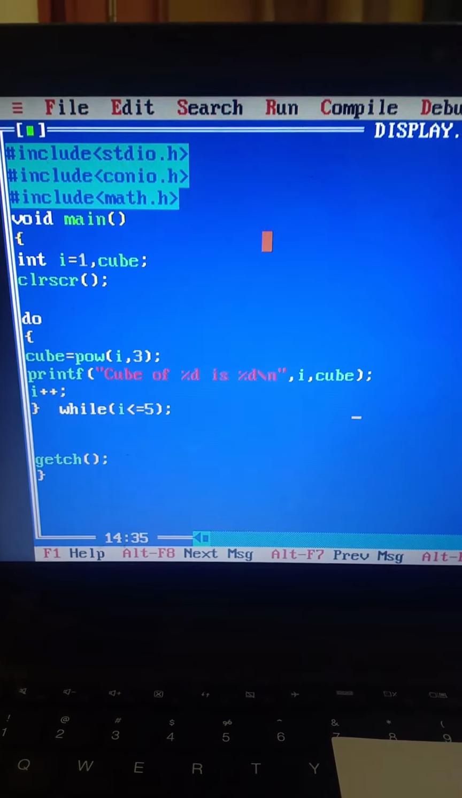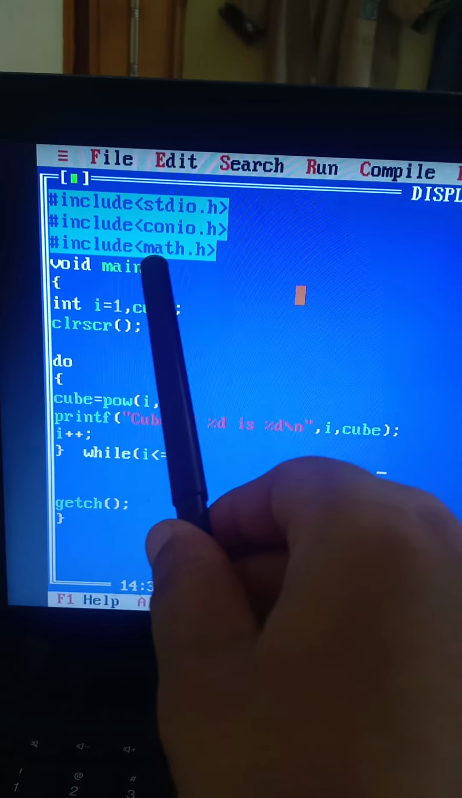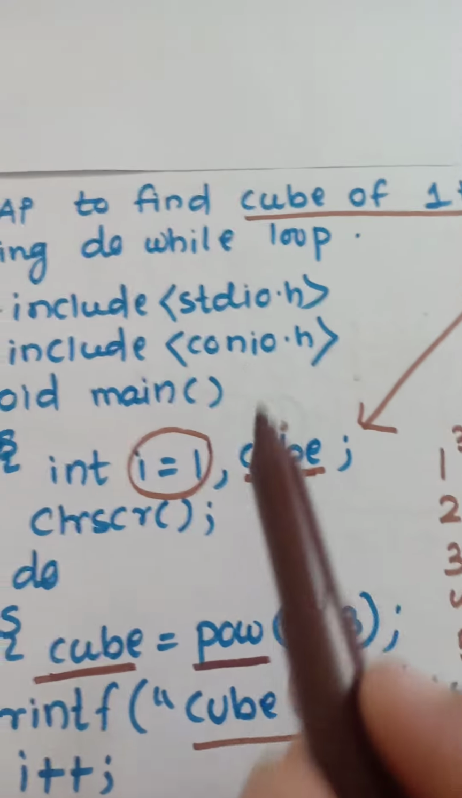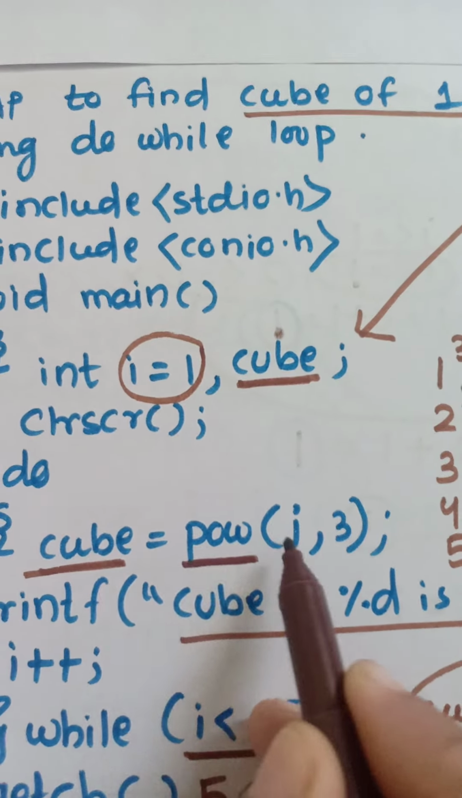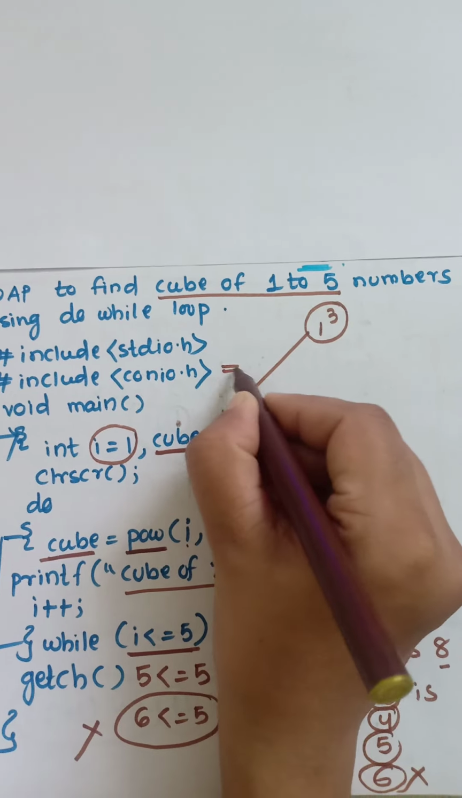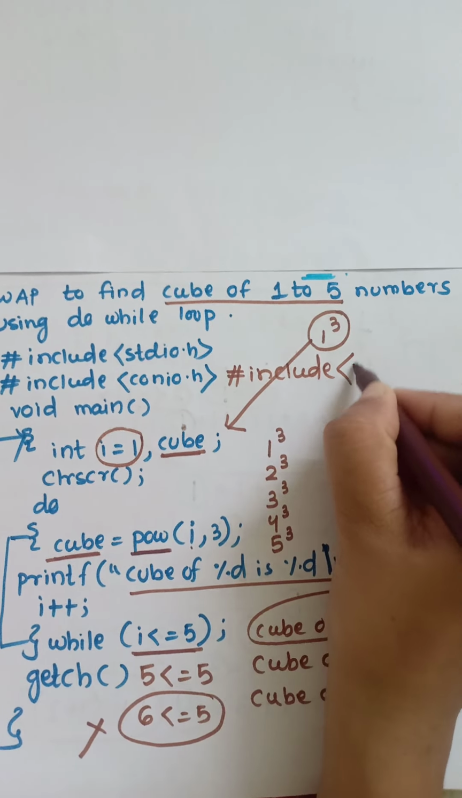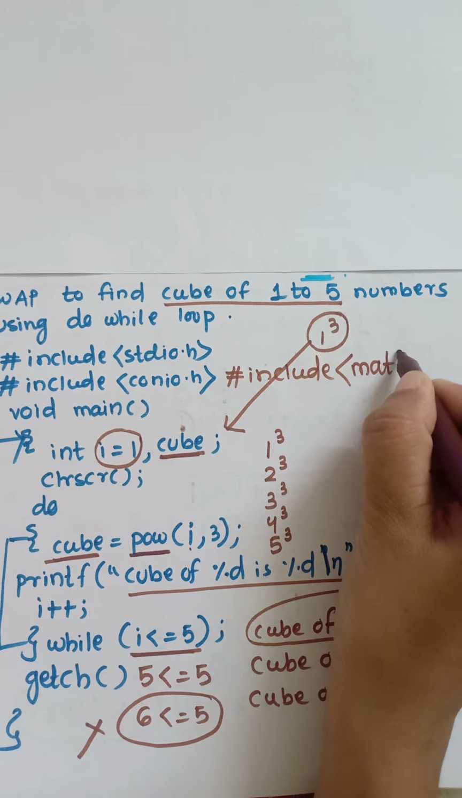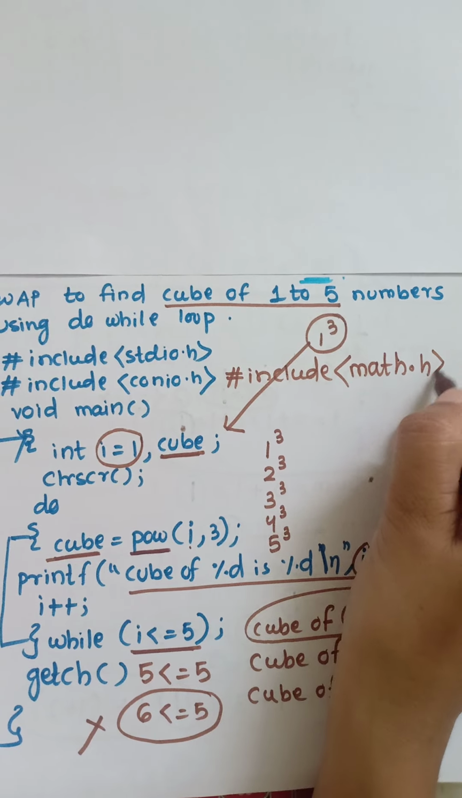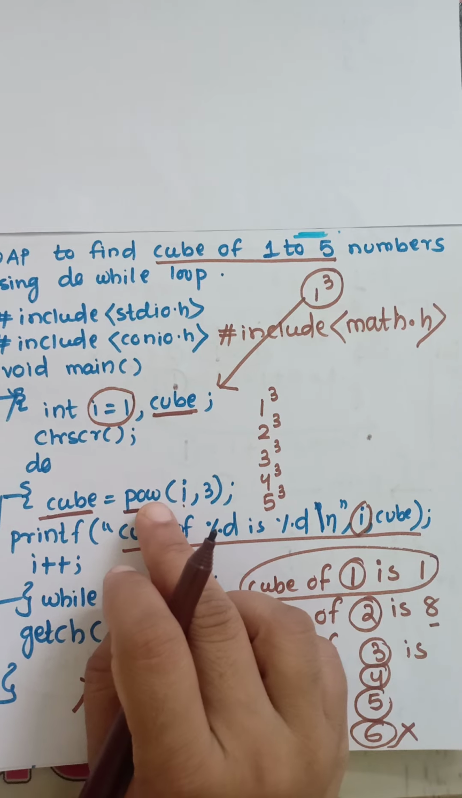Now look here at the program. Look, one extra header file, here I use math.h for this power. Here we use one new function, pow(i, 3). So for this we are going to add another header file, include math.h. This header file is used for this power function. Another header file we use in this program here.